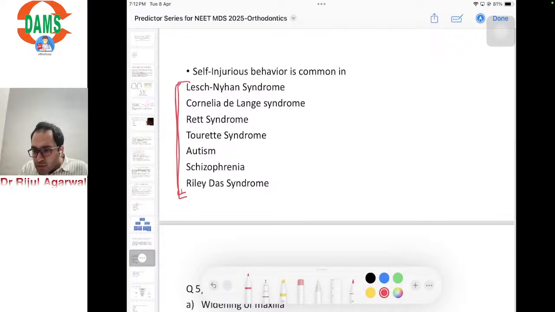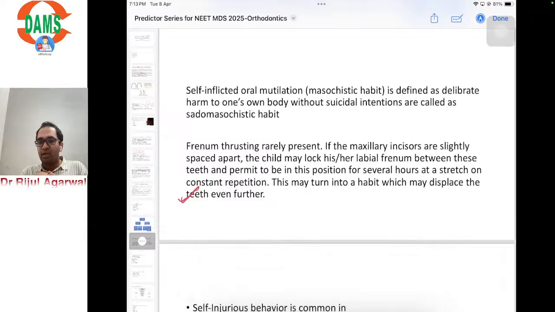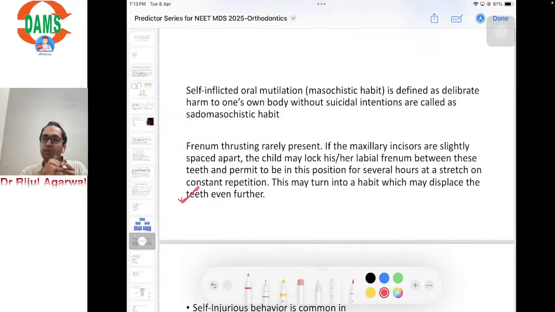So frenum thrusting again. What is frenum thrusting? It is a case in which a high frenal attachment is present between the maxillary incisors. The child tries to pull that frenum further between the teeth, either through his tongue or through his hand, which leads to further displacement of these incisors. This is known as frenum thrusting.